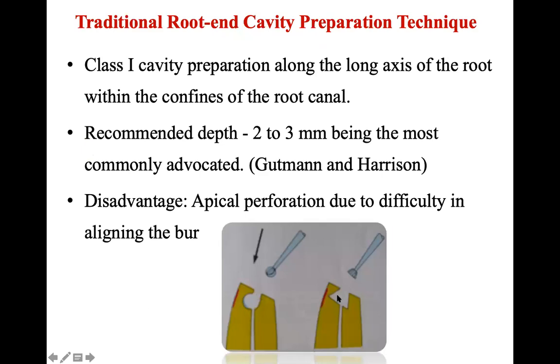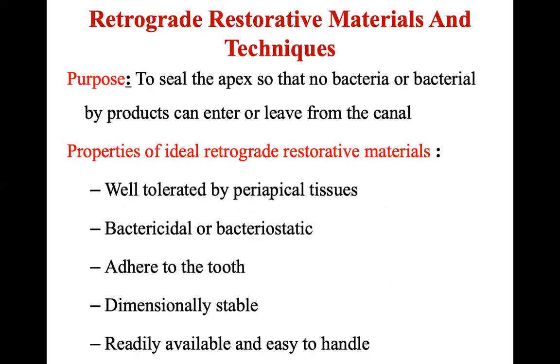See, here the cavity is prepared at the root apex end. So this should be parallel to the long axis of the tooth. If you are doing it like this, you might perforate the root at this end. So class 1 cavity preparation along the long axis of the root should be confined in the root canal only. And this depth should be 2 to 3 mm. Disadvantage is that if you are not cautious enough in aligning the burr properly, you might perforate the root.